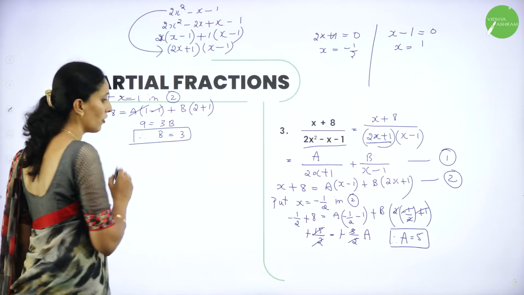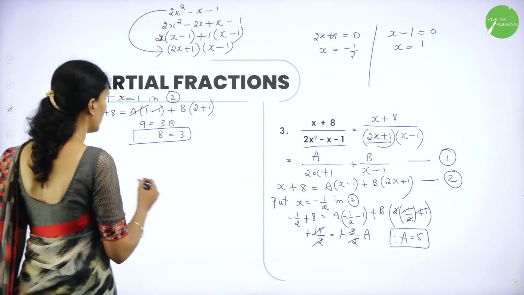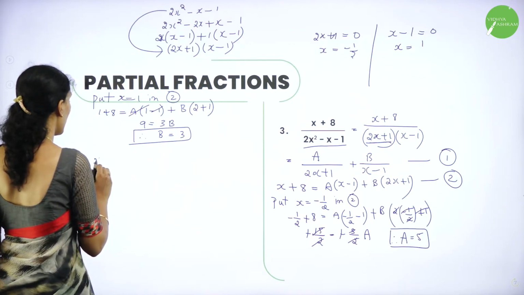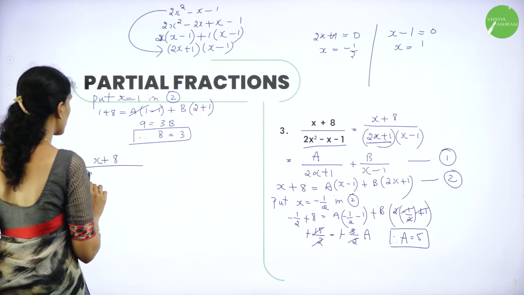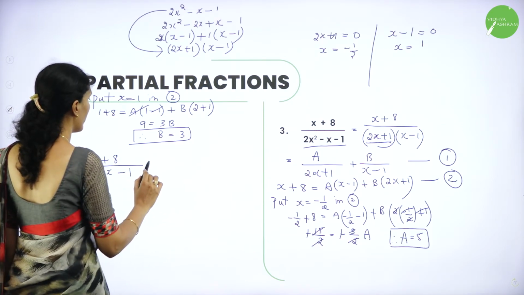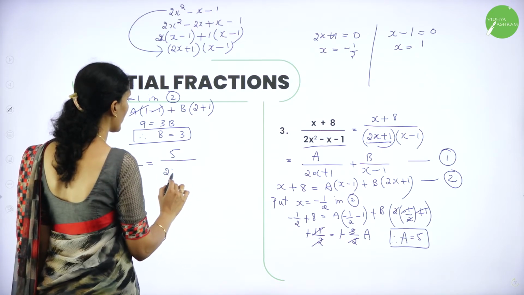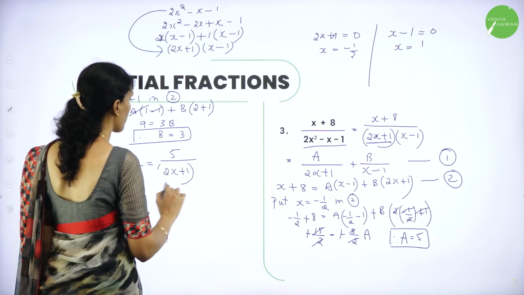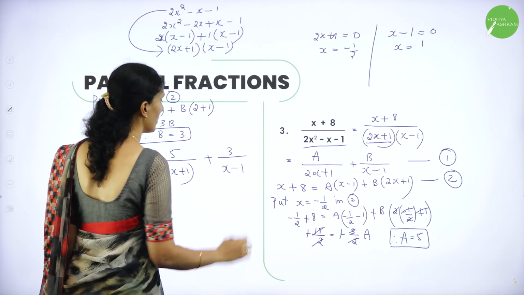Now we know the value of a as well as b. Just substitute in equation 1. So therefore, x plus 8 divided by 2x square minus x minus 1 can be written as 5 divided by 2x plus 1 plus 3 divided by x minus 1.